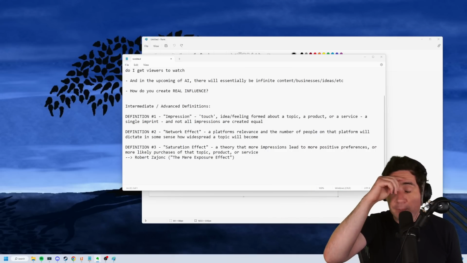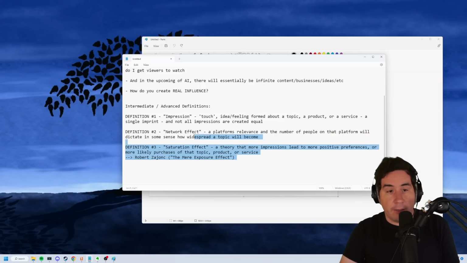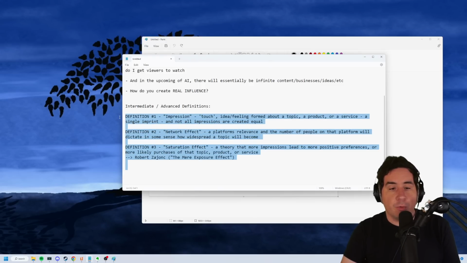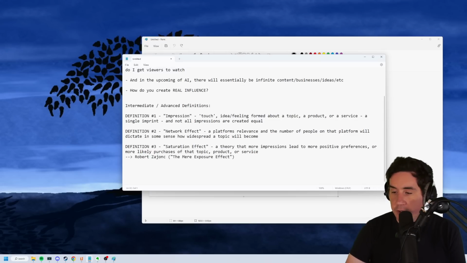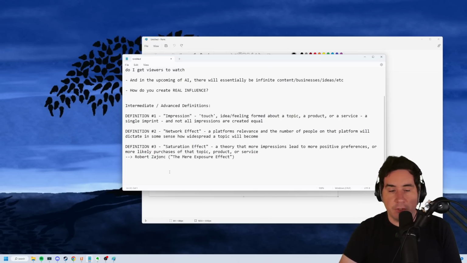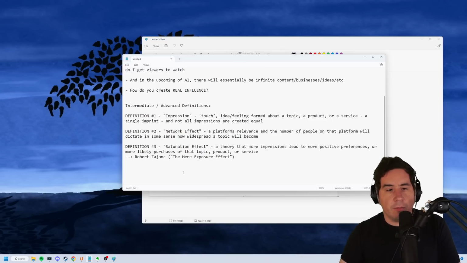That's the saturation effect. And so what we're going to do to deliver what I promised in the beginning of the video is we're going to combine all of these 3 into an actual set of actions we can do. And I'm going to show you how I've done this for 2 businesses and how you can do it. So to understand the next step, we have to understand what I said before, which is impressions are not created equal.